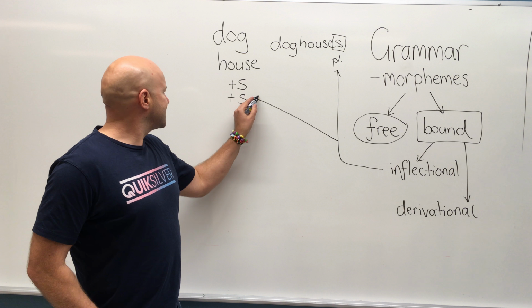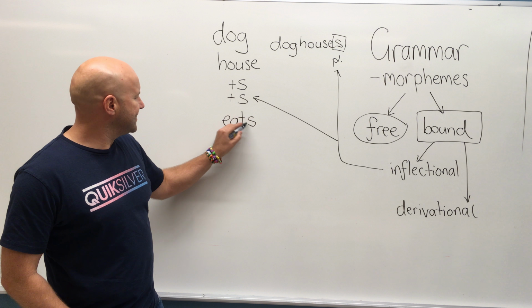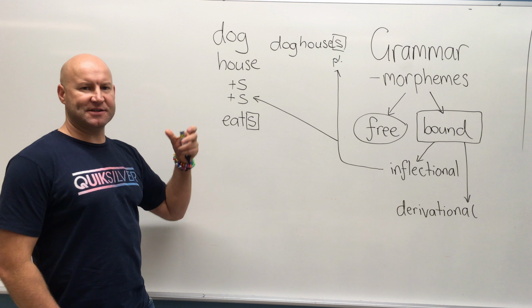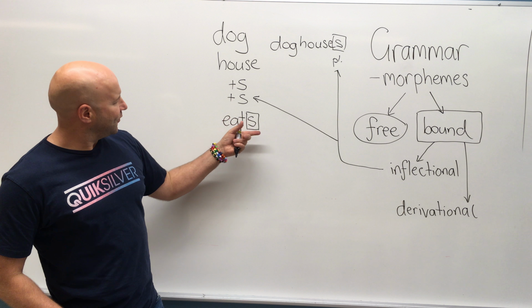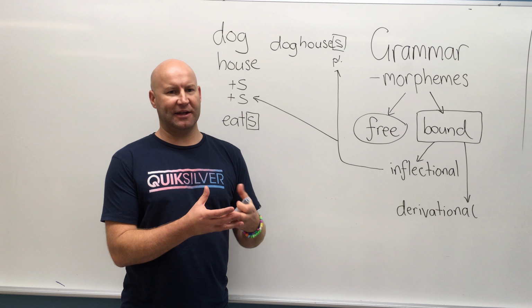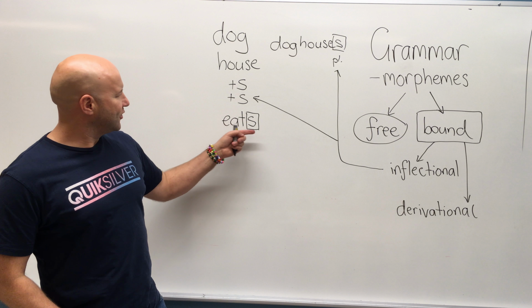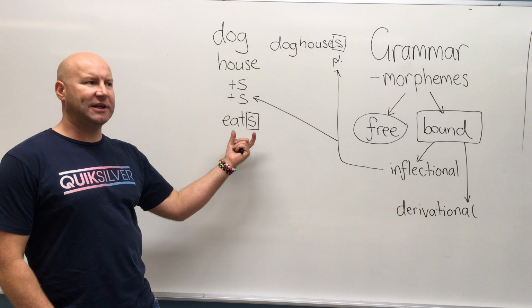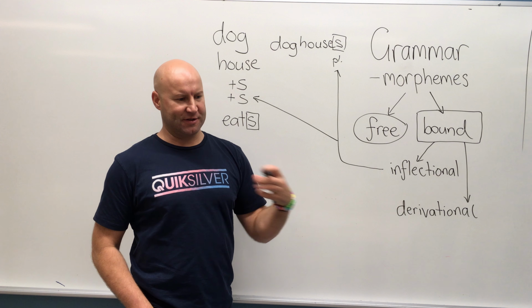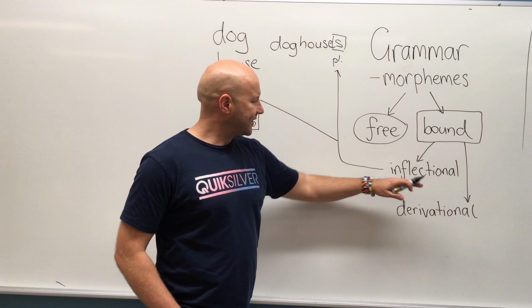The second S is also an inflectional morpheme, and here we can add tense information. So the word eat is a verb, and when we add the S, eats, what we're saying is this is present tense and third person, he, she, or it eats. So we've added grammatical information. This verb is happening now, and it's being done by one other person who isn't me or you. So these are bound inflectional morphemes.